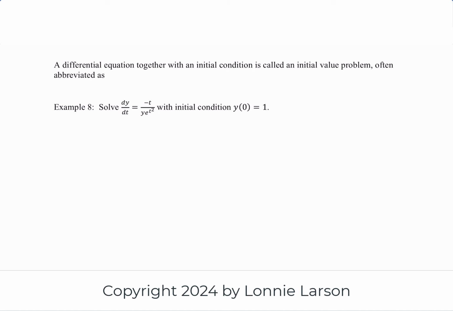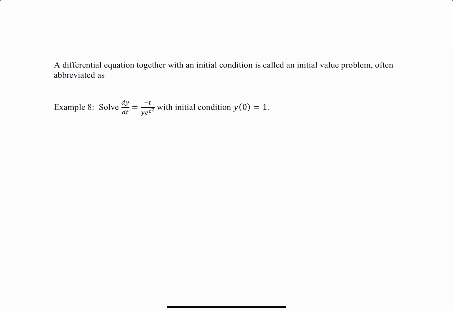A differential equation together with an initial condition is called an initial value problem, often abbreviated as IVP. And our next example is one of these. So let's solve the initial value problem.